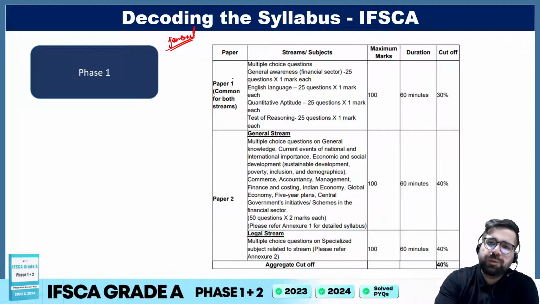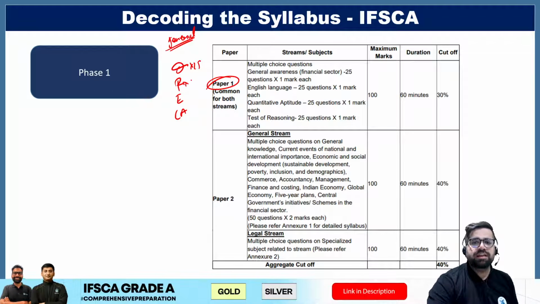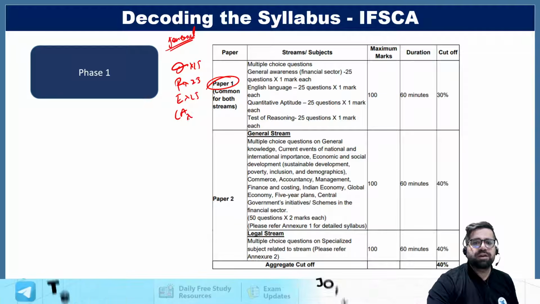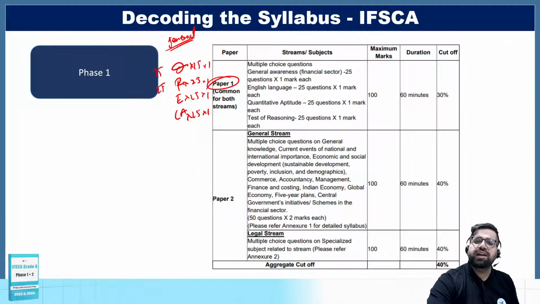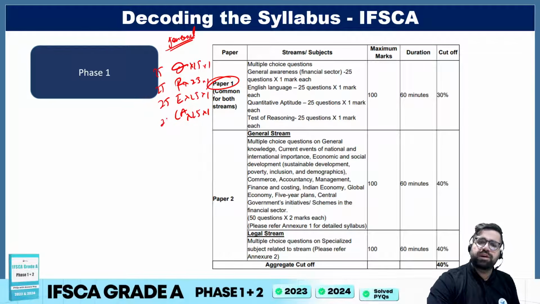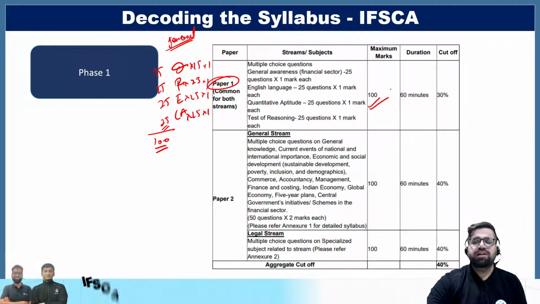Okay, so for paper 1, you have the components of quant, reasoning, English and current affairs, right? And each section will have 25 questions. Each section will have how many questions? 25. Each question will be of 1 mark. So your overall weightage for quant will be 25 marks, for reasoning again 25, for English again 25, and for current affairs again 25. Right? So the total will come as 100, which you can see. Right? 100 marks is the maximum.